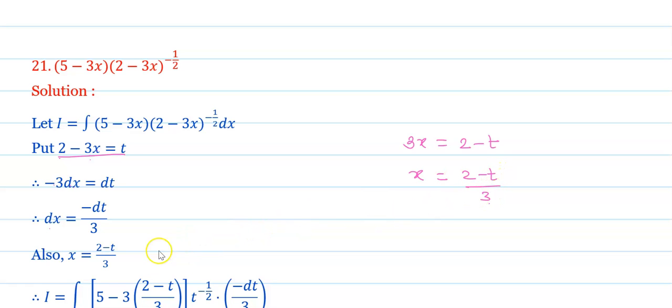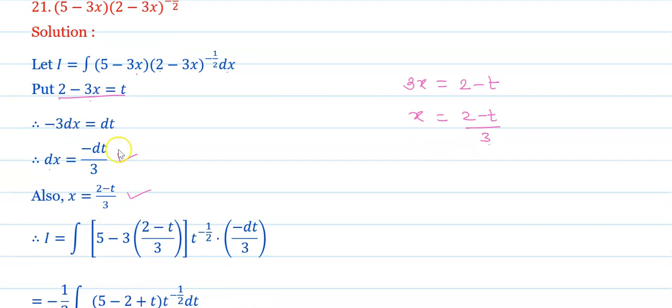It comes in fraction form. This is the value of t. We have both the values, dx and x. Now substitute the value of x here. And here the value of 2 minus 3x is ready-made, which is t. The value of dx is minus dt upon 3.